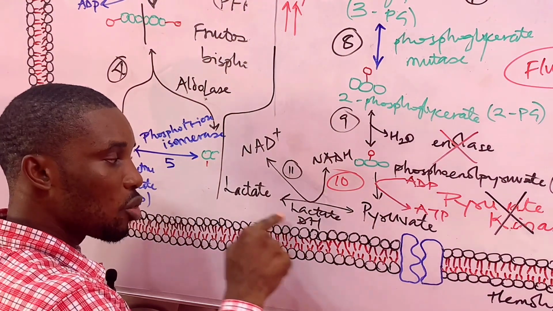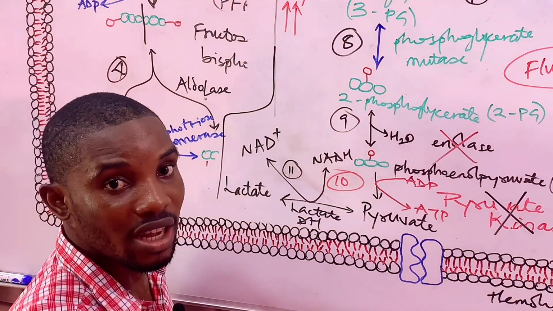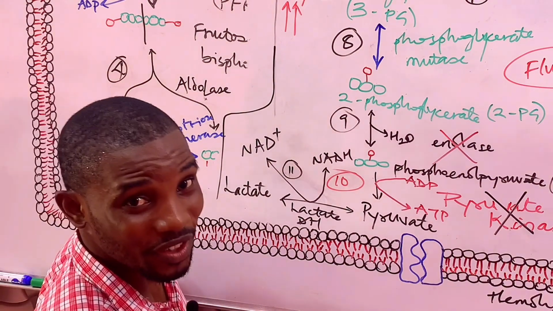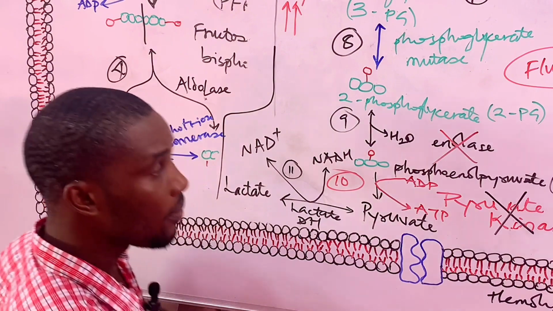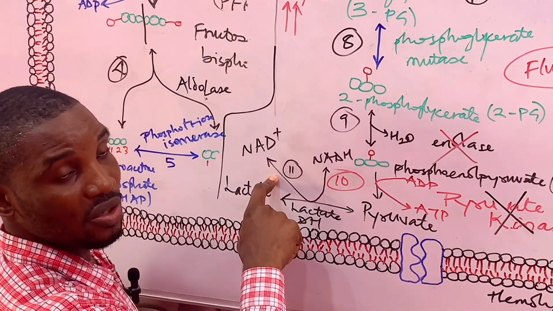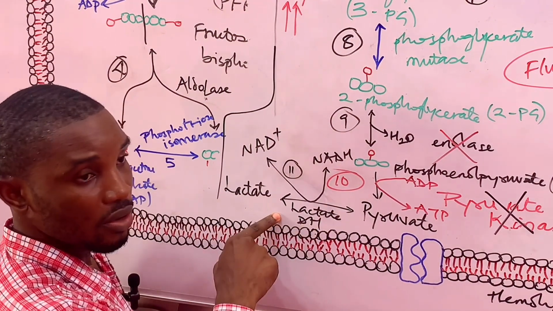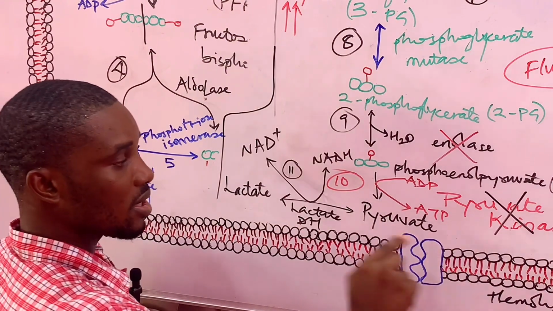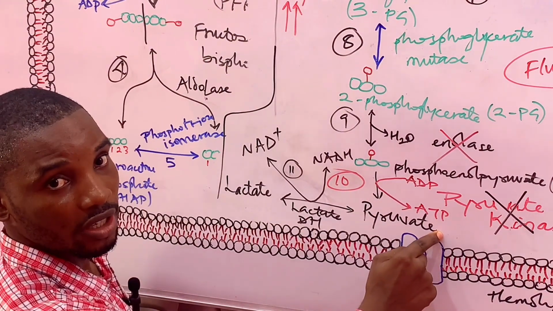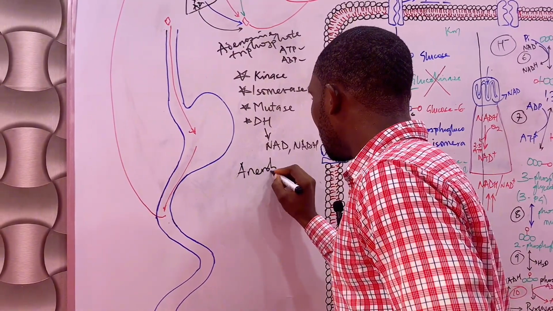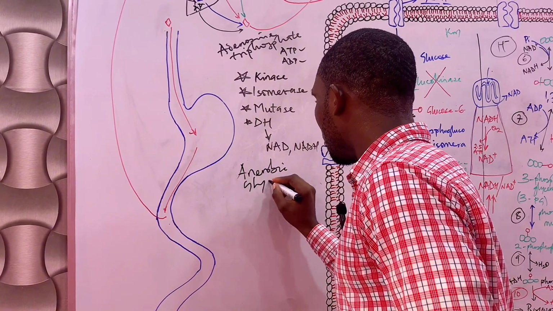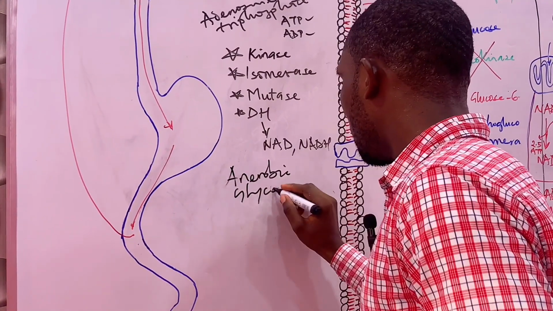We call this anaerobic glycolysis. That's glycolysis that occurs in the absence of what? Oxygen, okay? Or glycolysis that occurs in cells without what? Mitochondria, right? So when there's little or no oxygen, anaerobic glycolysis occurs. But aerobic glycolysis stops at what? Reaction 10, that's pyruvate.